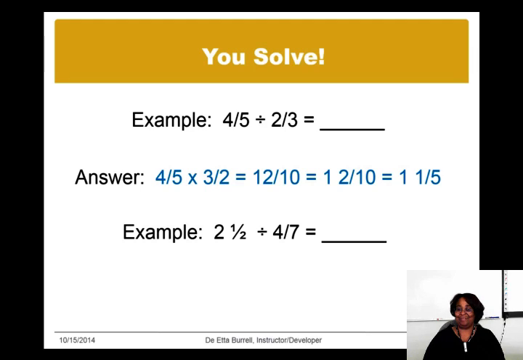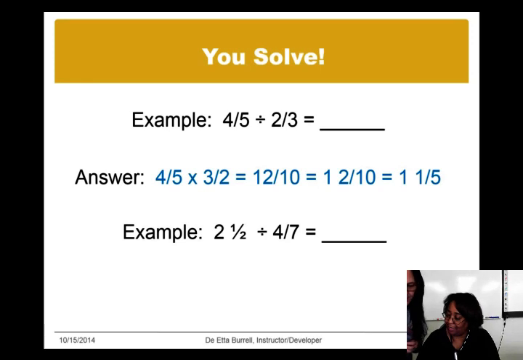Just continue. 4 times 3 is 12, and 5 times 2 is 10 if you didn't reduce them and cancel them. Then once you cancel, you're going to get 1 and 1/5. Okay, let me see what you had done. What's 2 times 3? 6. That's where you made your mistake.